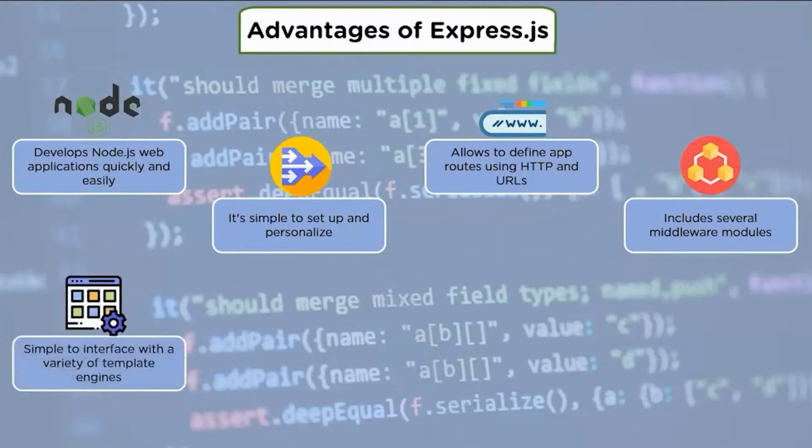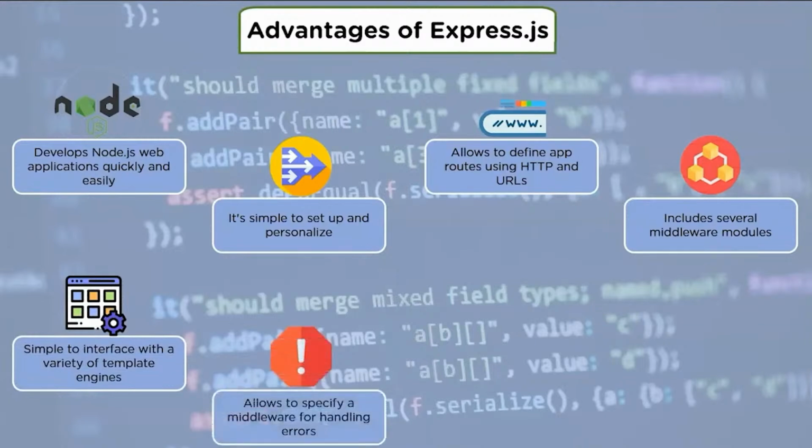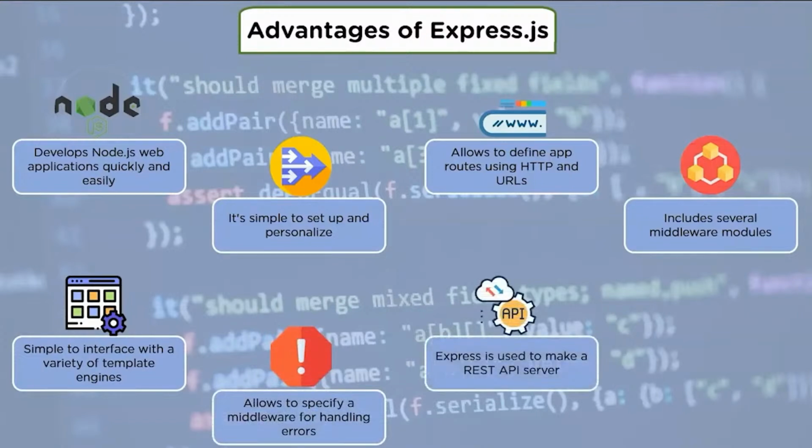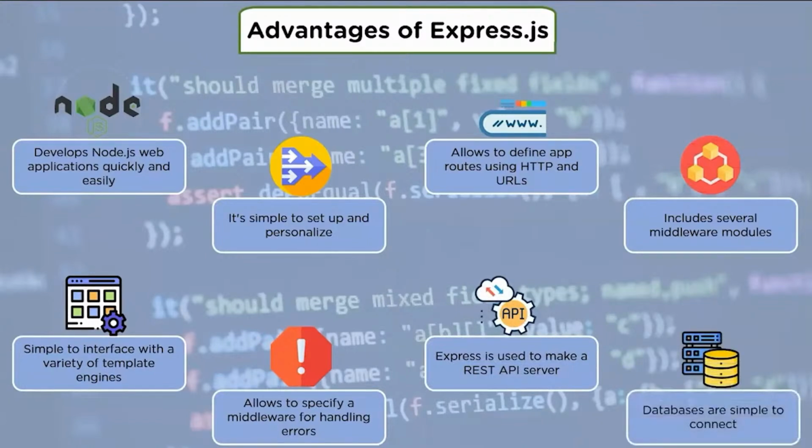It is simple to integrate with a variety of template engines, including Jade, Vash, and EJS. It allows us to specify a middleware for handling errors. Express is used to make a REST API server, and it's simple to provide your application static files and resources. Databases such as MongoDB, Redis, and MySQL are simple to connect to Express.js.